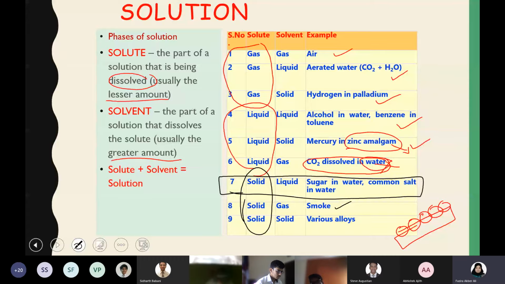What is smoke? Yes, ma'am. What is smoke? How is it formed? Ma'am, with a solid and gas. Actually, smoke is when you're burning a substance, right? Yes, ma'am. Ma'am, can we say smoke is unburnt carbon? I didn't get you. Ma'am, we get smoke due to the unburnt carbon when there's a lack of oxygen.